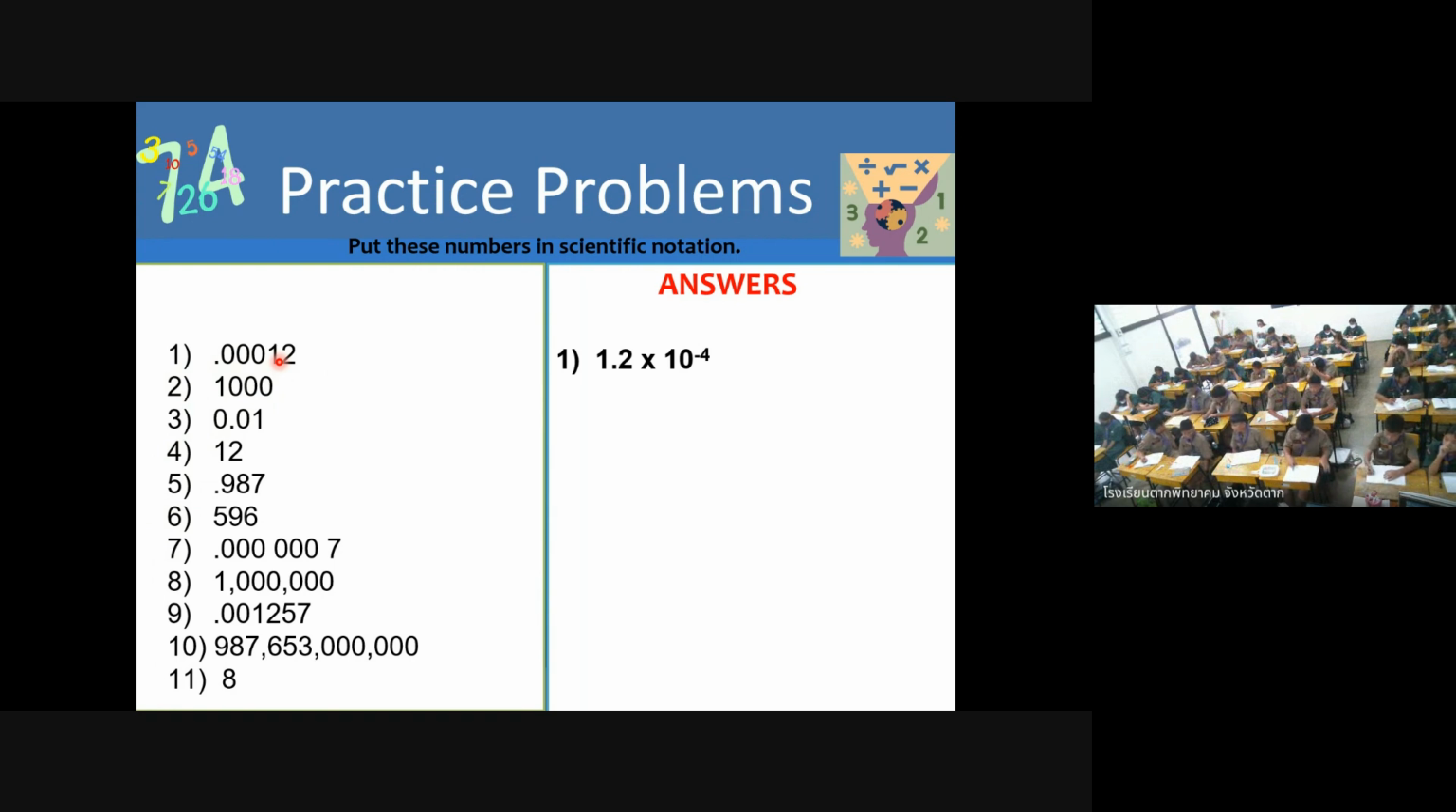Next, what is 1,000 in scientific notation? 1 times 10 to the power of 3. Again, if you don't see any exponent... If you write 1, it's okay. Next, number 3, 0.01. What is the answer?